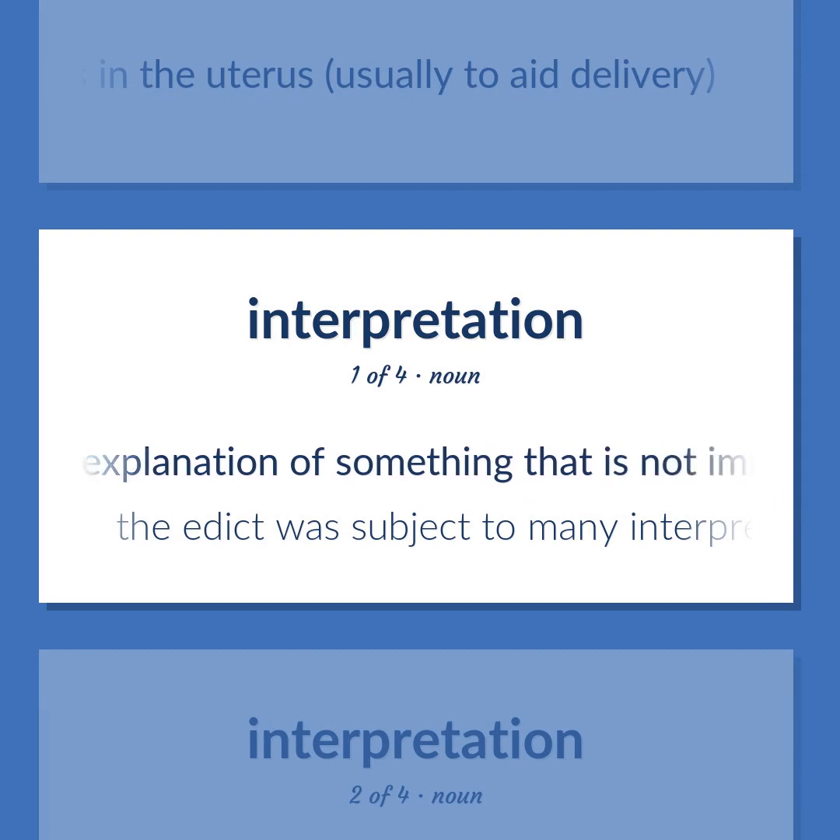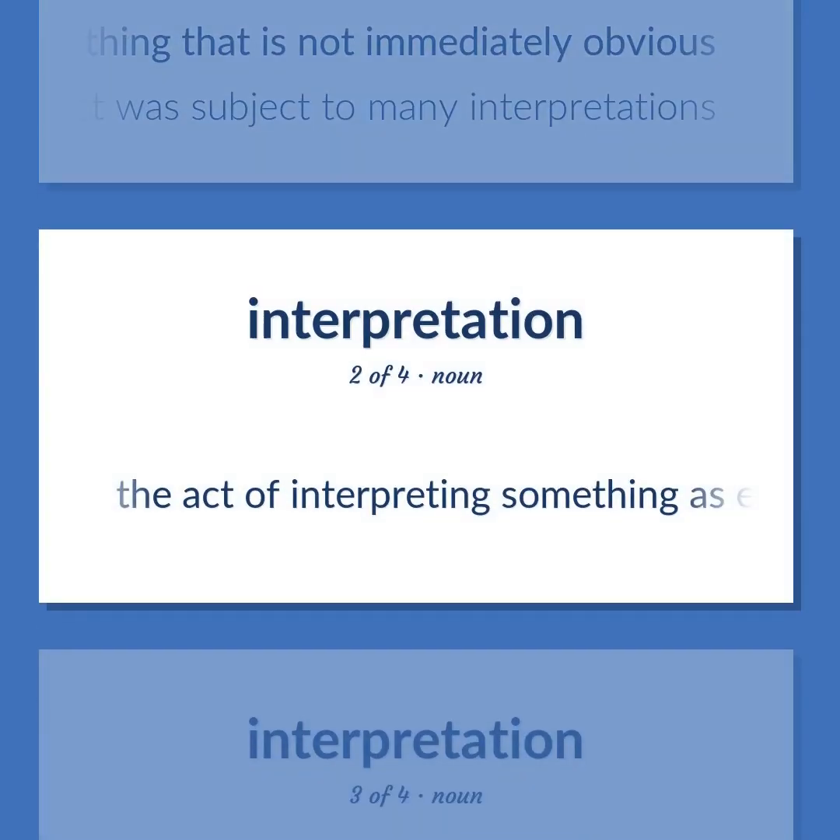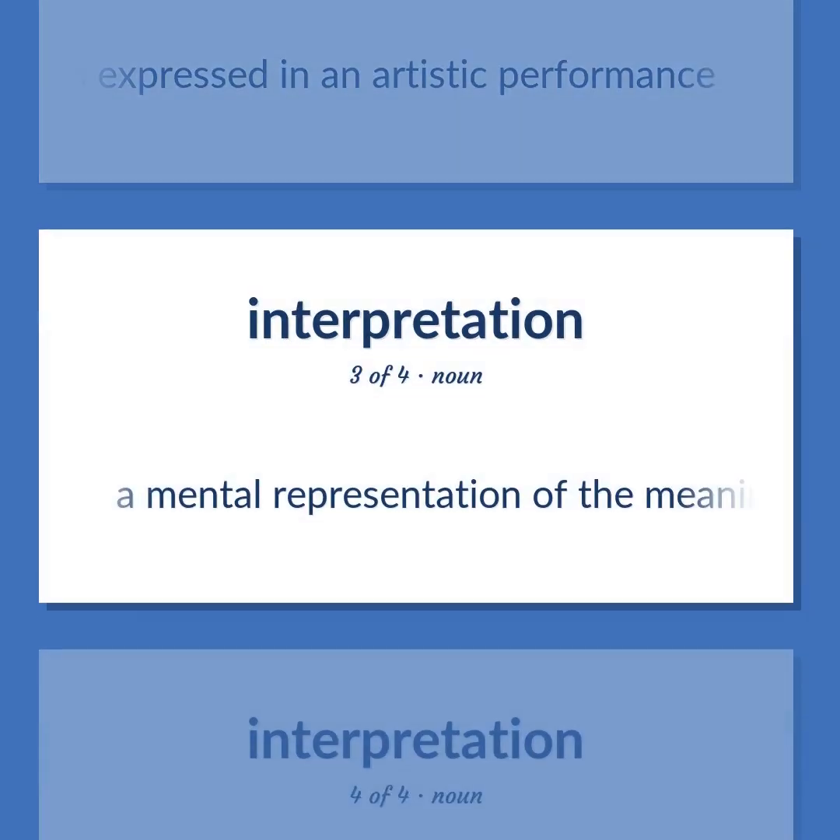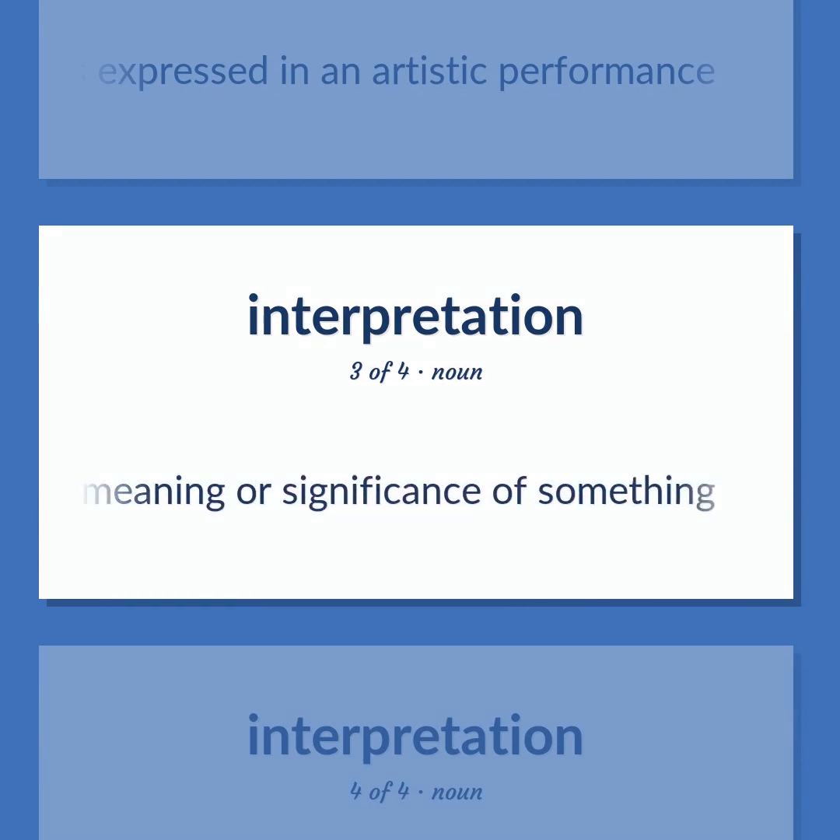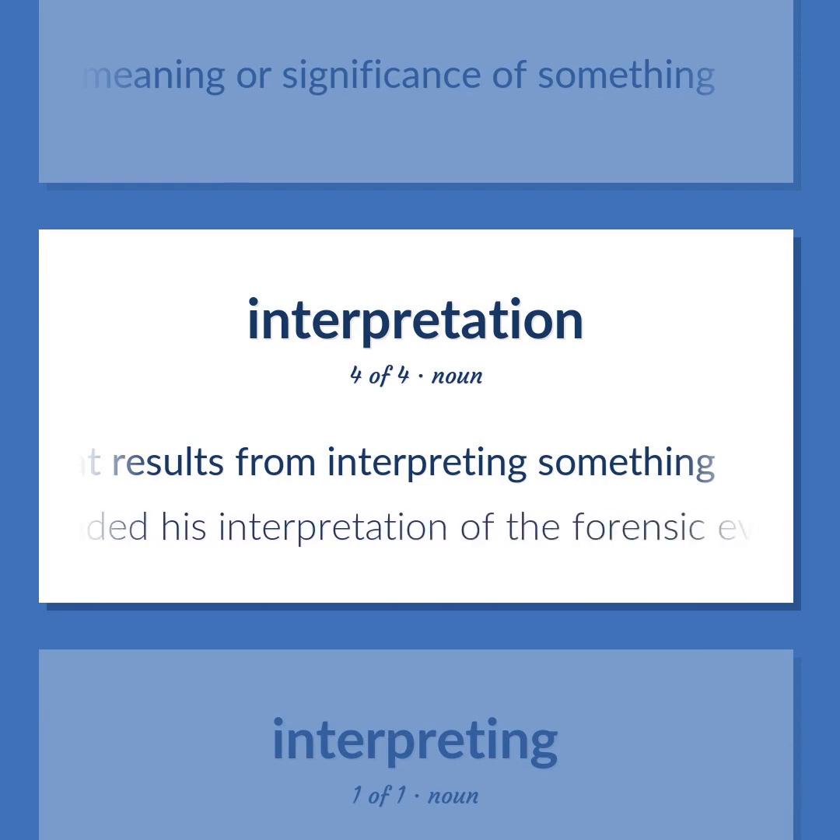An explanation of something that is not immediately obvious. The edict was subject to many interpretations. The act of interpreting something as expressed in an artistic performance. A mental representation of the meaning or significance of something. An explanation that results from interpreting something. The report included his interpretation of the forensic evidence.